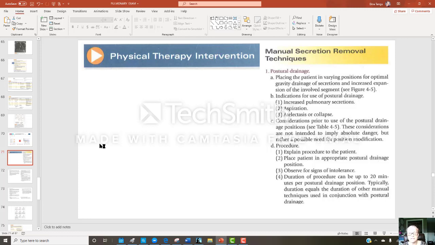Procedure. Explain the procedure to the patient. Place the patient in appropriate postural drainage position. Observe for signs of intolerance. Duration of procedure can be up to 20 minutes per postural drainage position. Typically, duration equals the duration of other manual techniques used in conjunction with postural drainage.